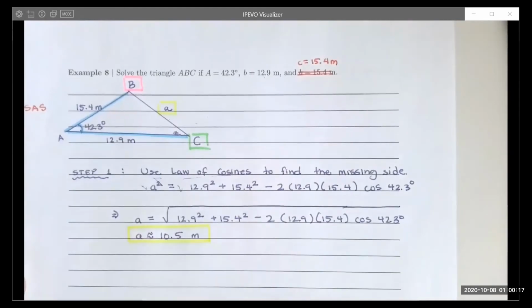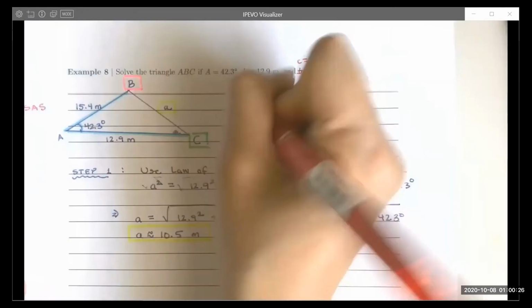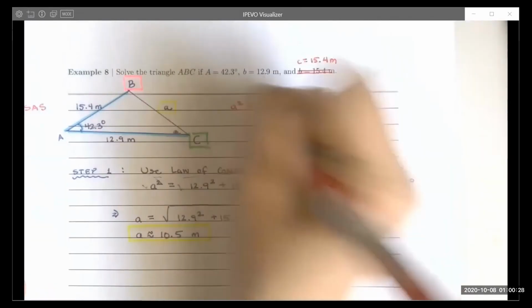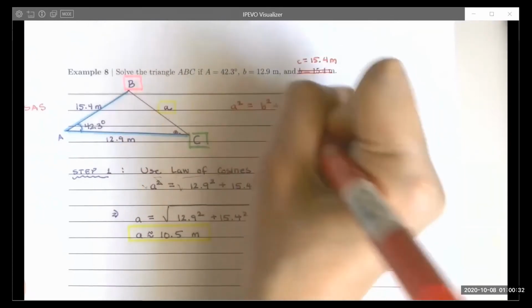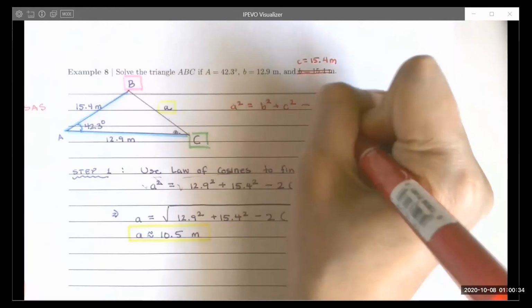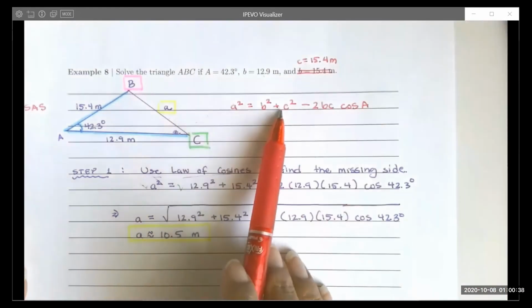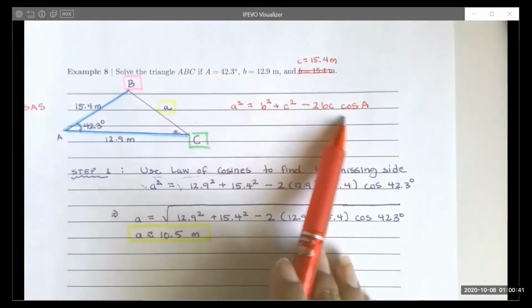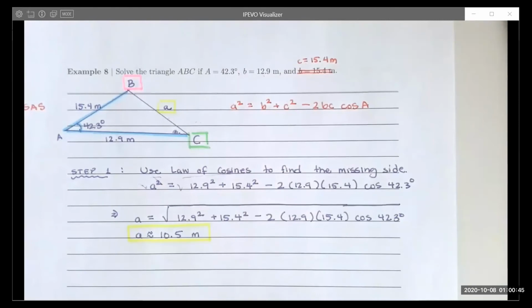All right. So far, any questions? And if you're wondering where this is coming from, I forgot to write the law of cosines up here, but basically we're using the law of cosines, the first formula, which reads as follows: a squared is equal to b squared plus c squared minus 2bc cosine A. Right, so that's the first step.